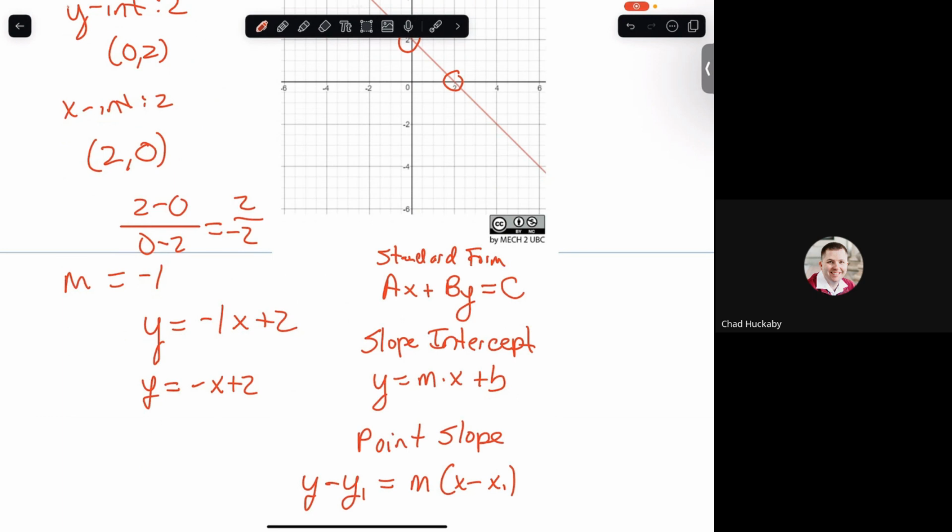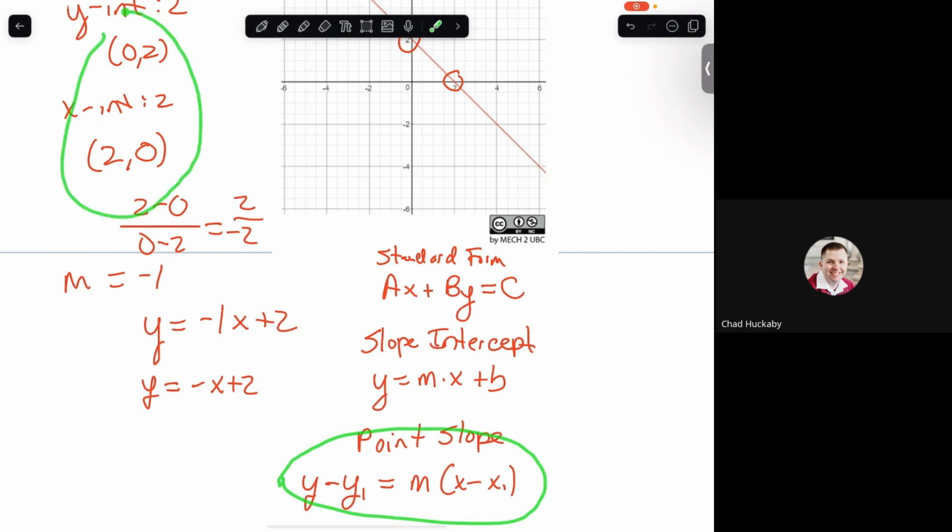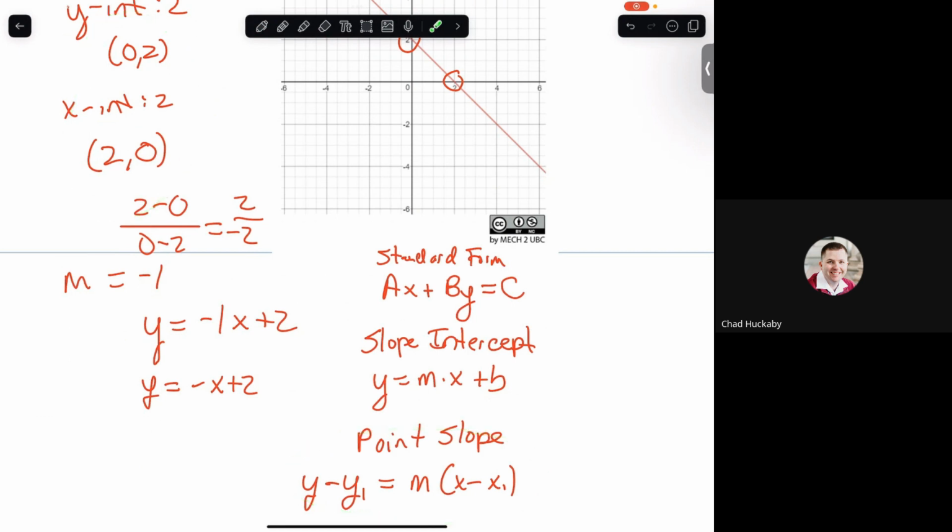So if we were given the slope of the line and a point, we would use this one to get the equation. Also, if we were given two different points, like we were in this case, you can also use point-slope. You just have to find the slope first, which we did. Other questions about this one? Okay, other questions?